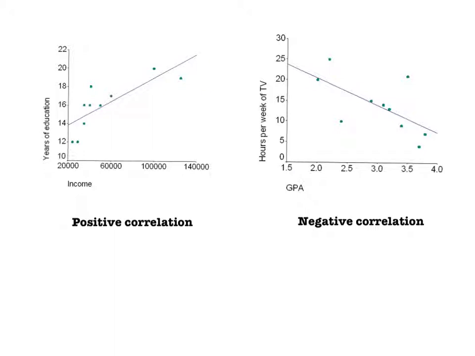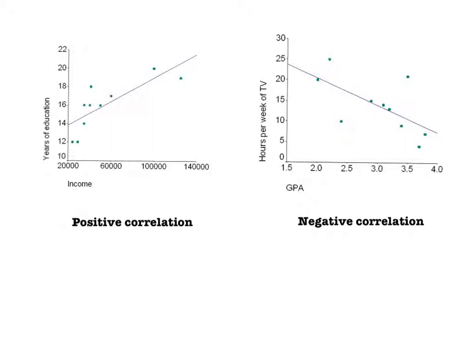On the right-hand side, we see a negative correlation between how many hours a week you watch television and your grade point average. And this is a negative relationship because as the number of TV hours you have a week increases, grade point average tends to decrease. So those two variables, TV watching time and grade point average, are inversely related because as the value of hours watching TV increases, the value of grade point average decreases.